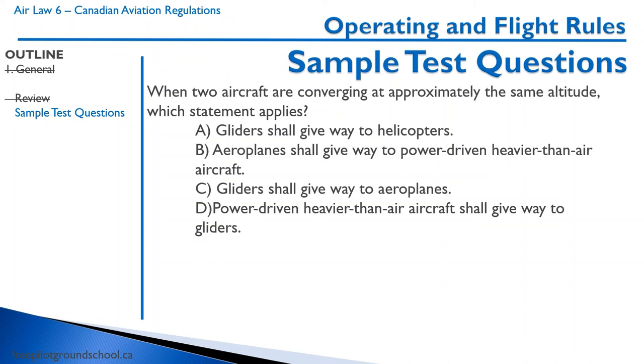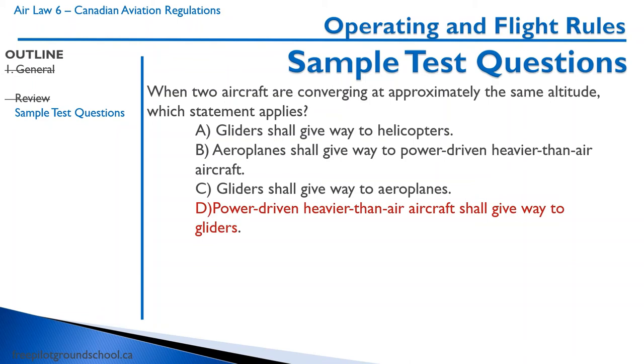When two aircraft are converging at approximately the same altitude, which statement applies? Gliders give way to helicopters. Well, we know that's not true because a helicopter is more maneuverable than a glider. Aeroplanes shall give way to power-driven heavier-than-air aircraft. Well, that makes no sense. It's somewhat tautological, because an aeroplane is a power-driven heavier-than-air aircraft by definition. Gliders shall give way to aeroplanes. That makes no sense because a glider is less maneuverable than an airplane. And a power-driven heavier-than-air aircraft shall give way to a glider. So D would be the correct answer.